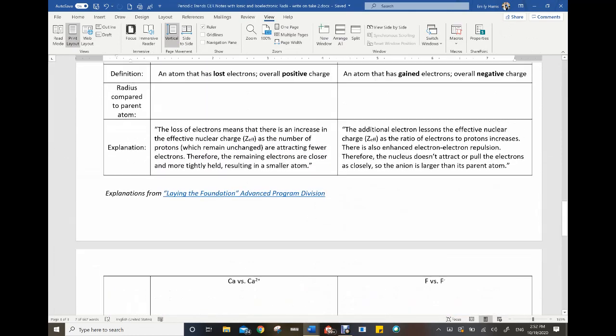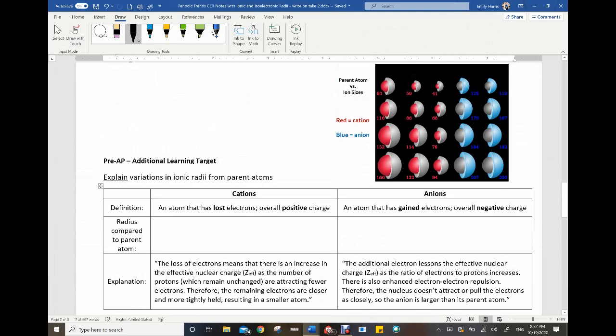All right. So pre-AP, here we are. What we're going to be covering is 2 additional learning targets that are important within this section of periodic trends. The first one has to do with comparing the radii of cations and anions versus their parents. When you have a cation, that is an atom that has lost electrons, and so overall, that atom is going to be positively charged.